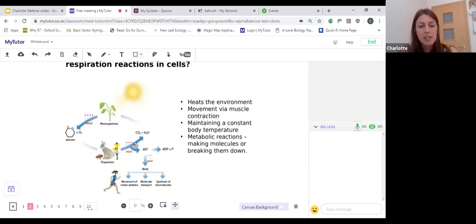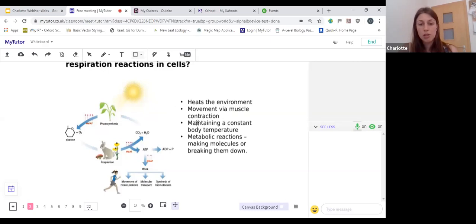The heat and the energy, the ATP from respiration, heats the environment and creates movement via muscle contraction. All of our muscle cells have lots of mitochondria, so we can do lots of respiration, because respiration takes place in the mitochondria in our cells. So they can complete lots of respiration in order to provide lots of energy for moving.